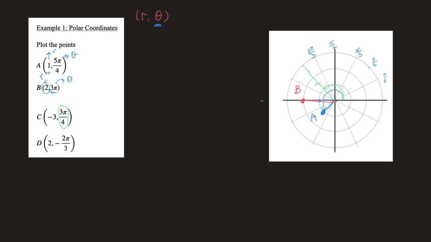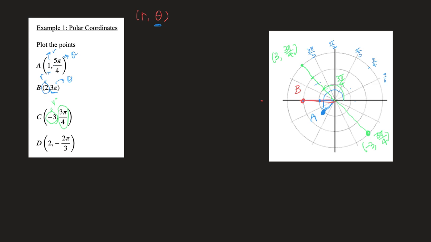That's going to be 3 pi over 4. R is going to be negative 3 this time. So first you plot the 3: 1, 2, 3. This point represents 3, 3 pi over 4. Now, R is negative, so you rotate it 180. This one is going to be negative 3, 3 pi over 4. Guys, make sense?